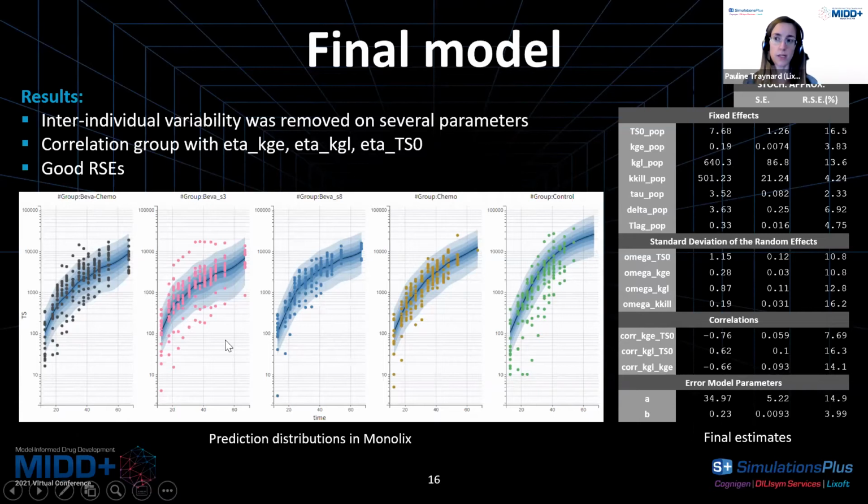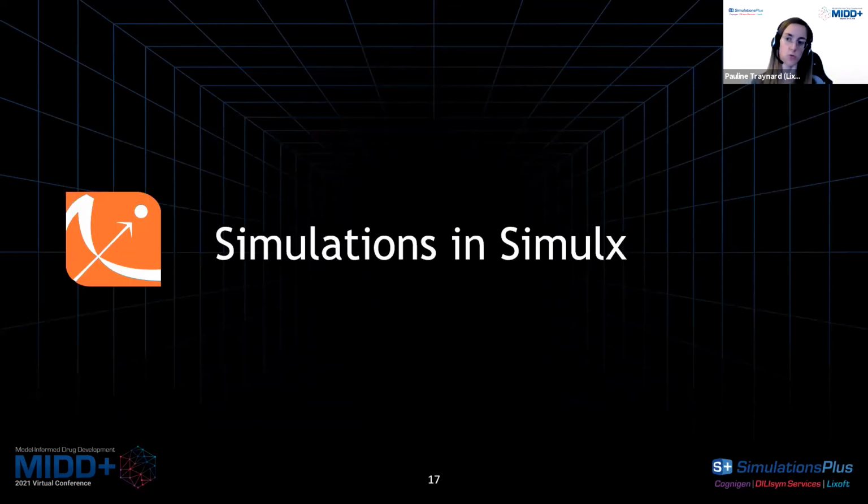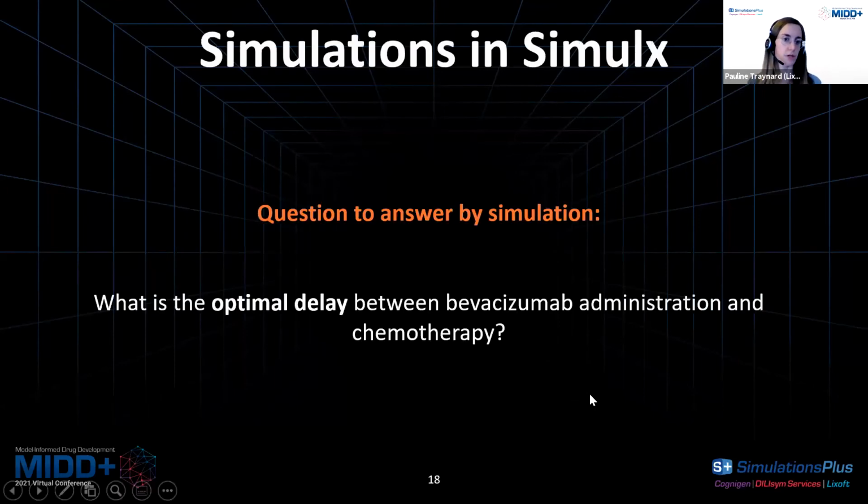And to check whether this is really the case, I can now use this model to predict the treatment effect with different time gaps, different than in this initial data, to check different time gaps between the administration of bevacizumab and chemotherapy. And I will do this in Simulx, the application of the Monolix suite for simulations, with the goal of finding the optimal delay between bevacizumab administration and chemotherapy administration to have the treatment effect.